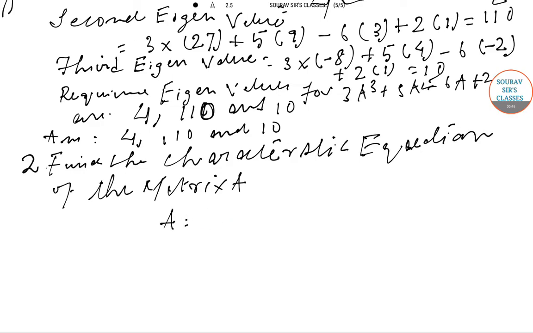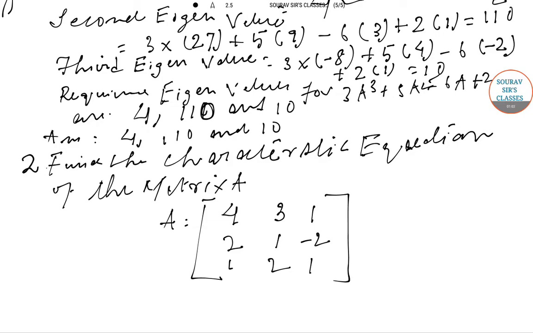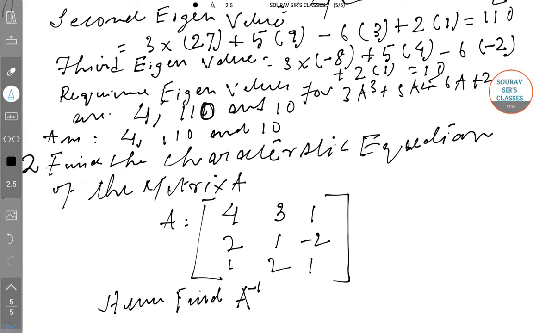A is equal to 4 3 1, then 2 1 minus 2, and then 1 2 1, and then you need to go ahead to find it, okay. Hence find A minus 1. Now we'll go ahead and find it.